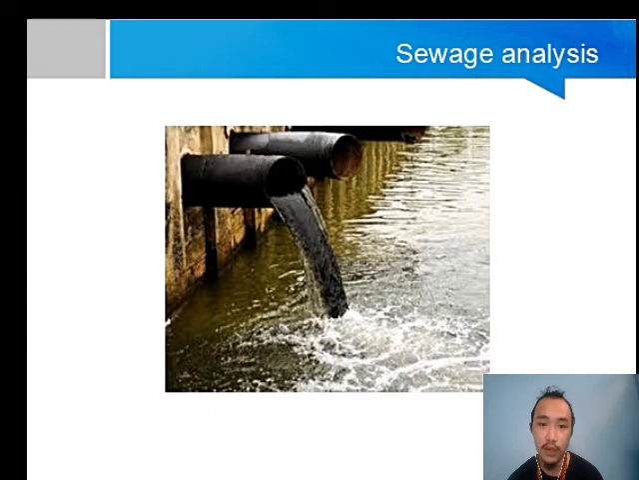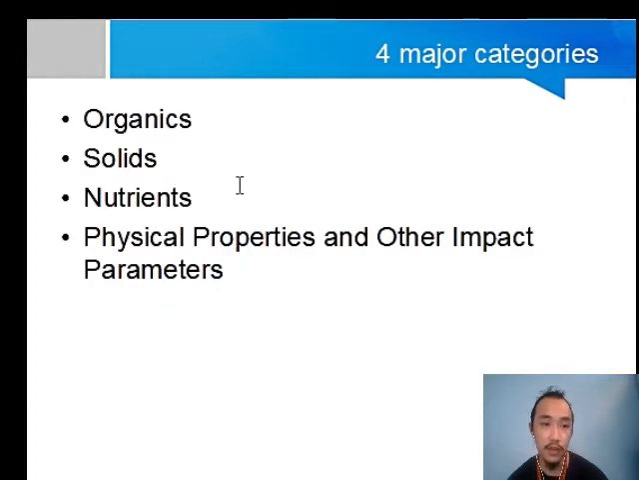The determination of wastewater quality set forth in environmental permits has been established since the 1970s in a series of laboratory tests focused on four major categories. So, the four major categories are organics, solids, nutrients, and physical properties and other impact parameters. The first one is organics. Organics, by definition, is a determination of the concentration of carbon-based compounds aimed at establishing the relative strength of wastewater. Examples are biochemical oxygen demand, chemical oxygen demand, total organic carbon, and oil and grease.